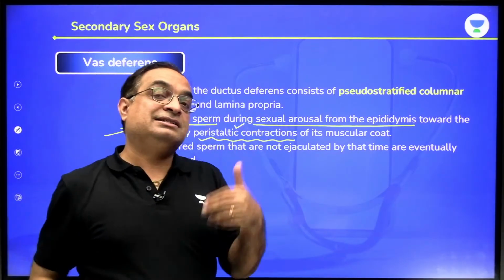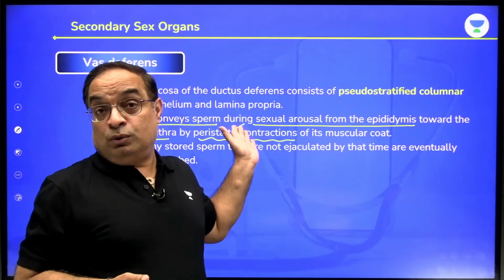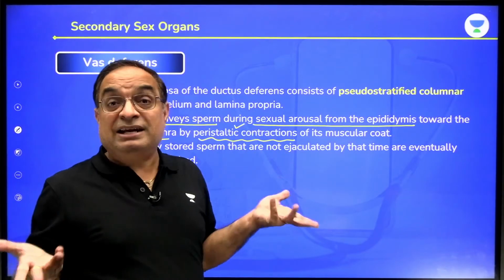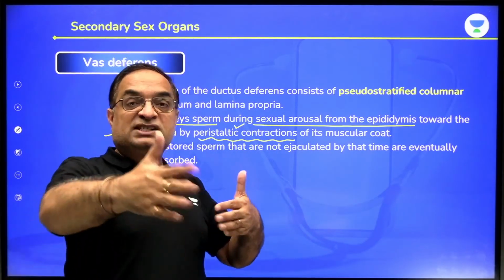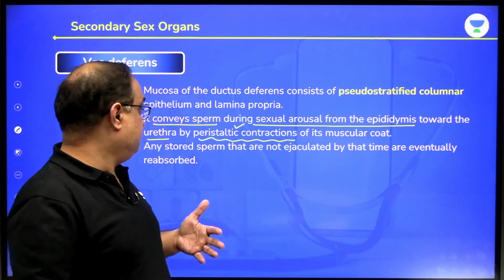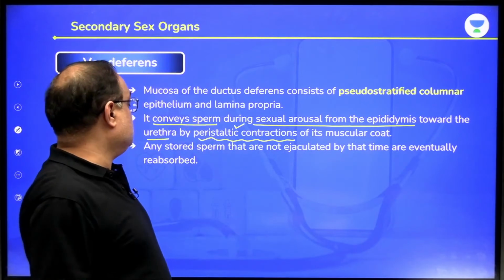आज तक आपने पेरिस्टाल्सिस एलिमेंट्री कैनाल में पढ़ा था, यूरेटर्स में पढ़ा था, फैलोपियन ट्यूब में. सो आई हैव टोल्ड यू, इन द मेल रिप्रोडक्टिव सिस्टम आल्सो पेरिस्टाल्टिक मूवमेंट्स आर हैपनिंग, एपिडिडाइमिस एंड वास डिफरेंस. बिकॉज ऑफ दिस पेरिस्टाल्सिस sperms are moving forward. Any stored sperms that are not ejaculated by that time are eventually reabsorbed.